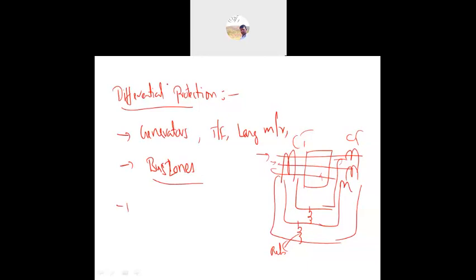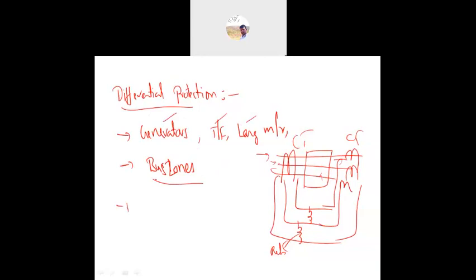In differential type protection we have generators, transformers, large size motors and bus bar zones. We also have the pilot system. So we have different types of protection. This is about the classification of protective systems.